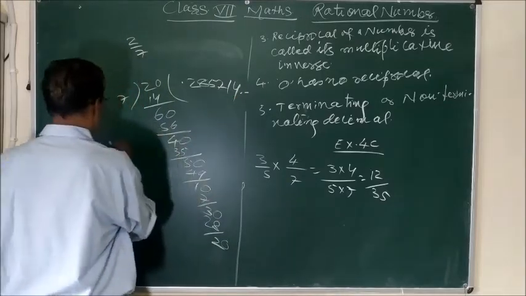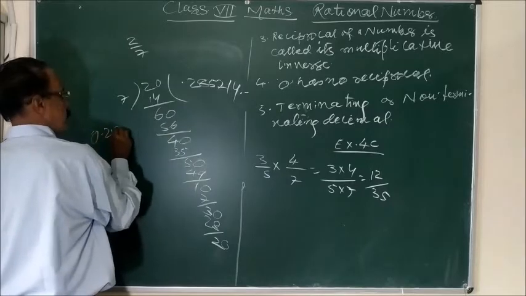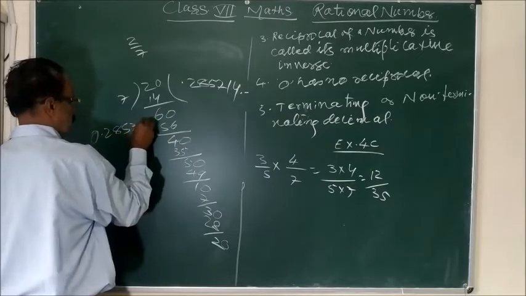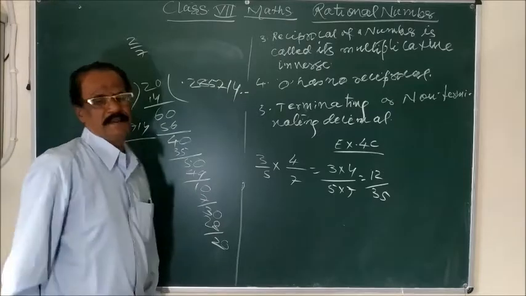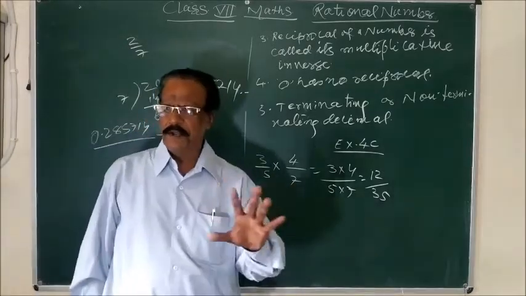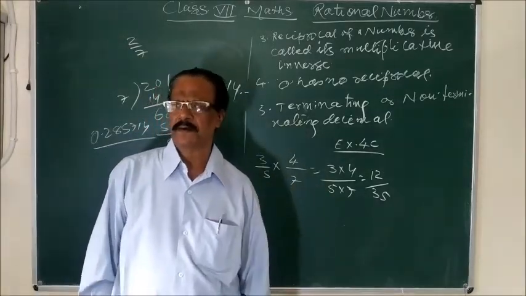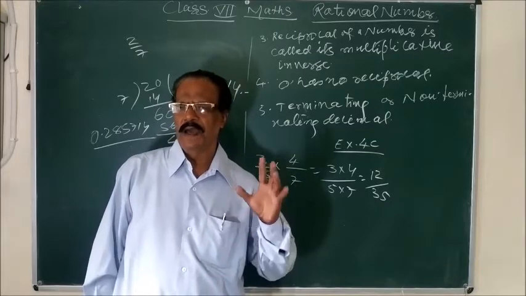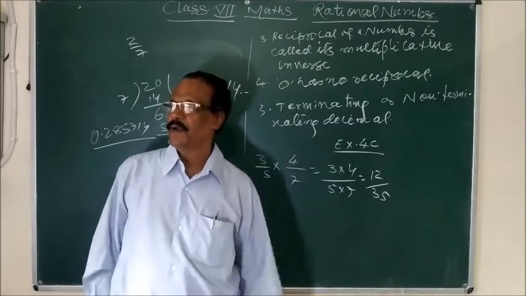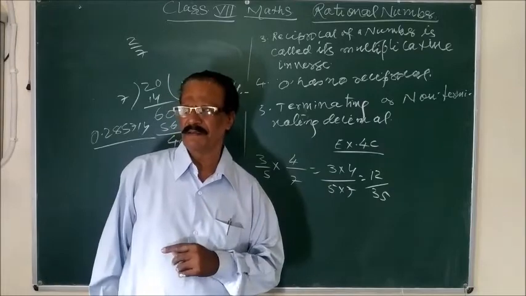So this decimal is 0.285714. We are not getting remainder 0. If we continue this division process, you will not get 0, and therefore it is called non-terminating decimal.